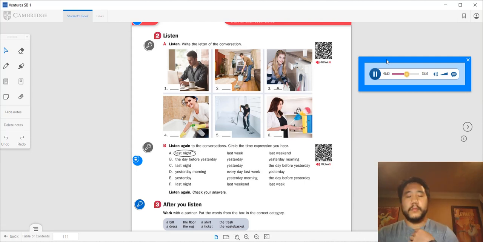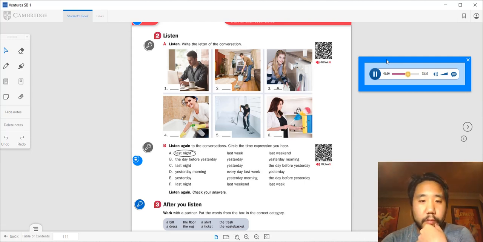Conversation D. Frank, the rug is really clean. Did you vacuum it? Yes, I did. Did you do it last Friday? I vacuumed it every day last week. Every day? That's wonderful.